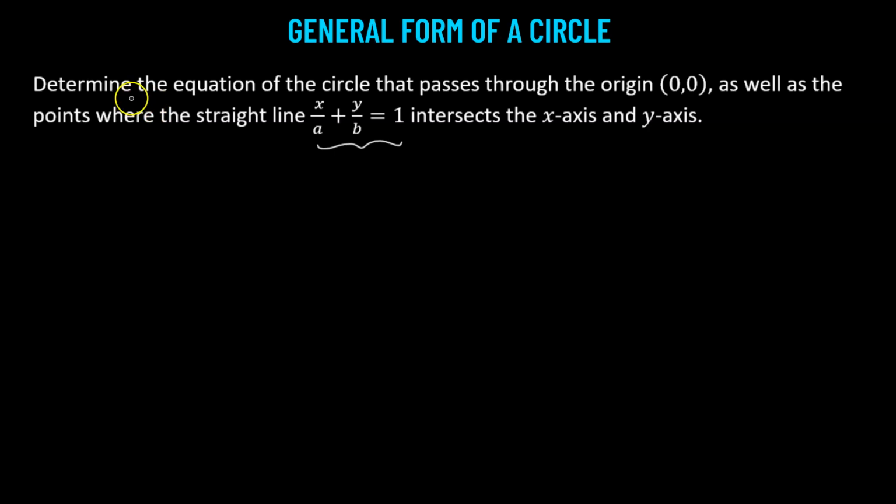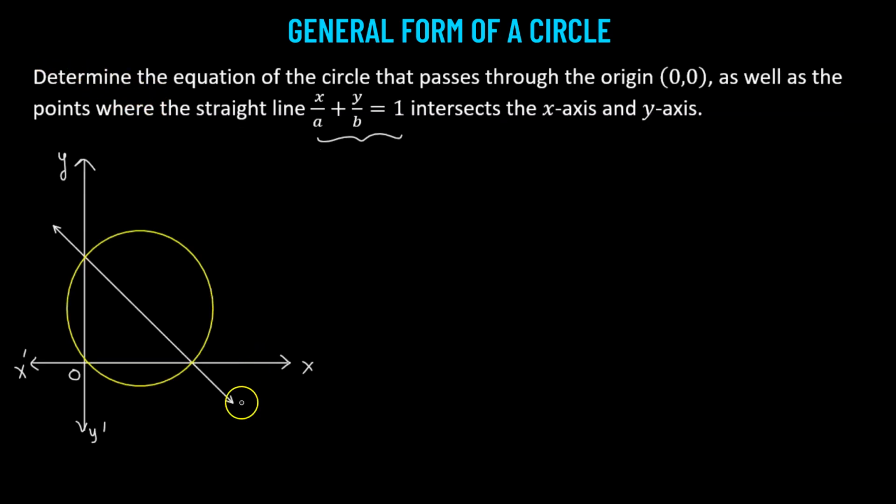Let's try to understand the problem graphically first. So here we have the straight line whose equation is given by x over a plus y over b equals 1. This equation is given in the intercept form. So it has an x-intercept of a. That means this distance is going to be a units. The coordinate of this point, let's call it point A, is going to be (a, 0).